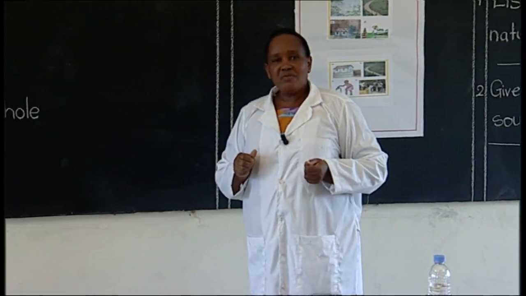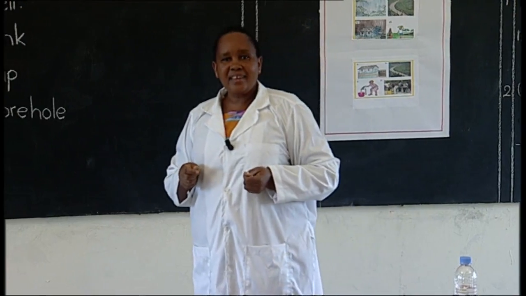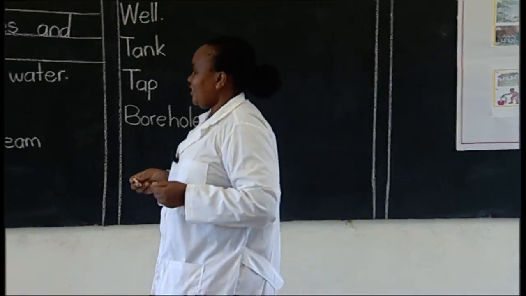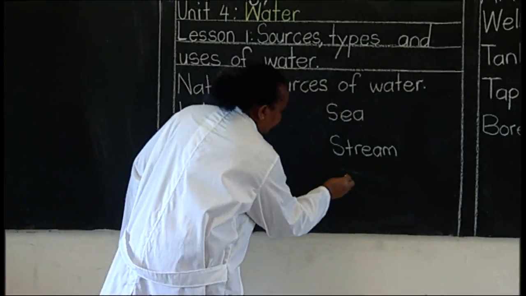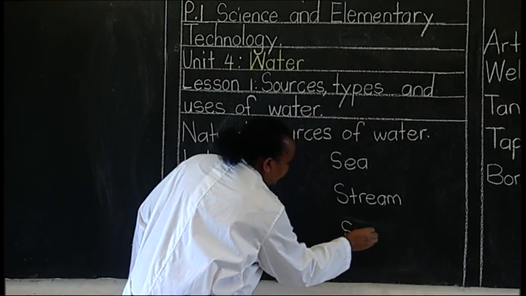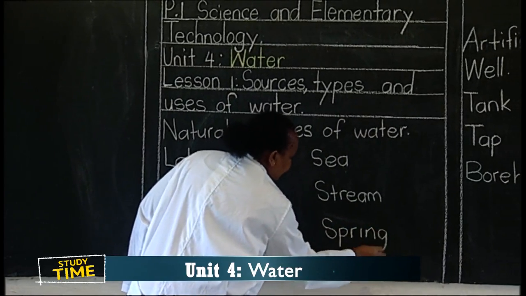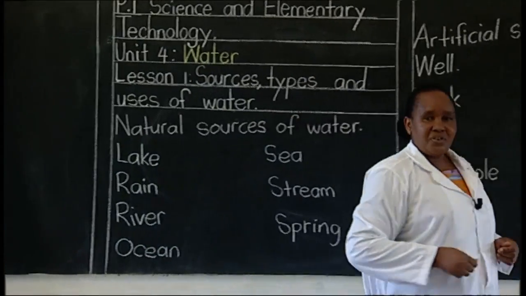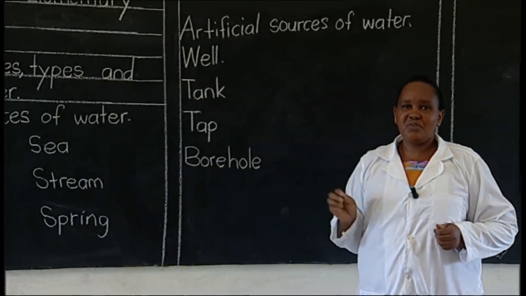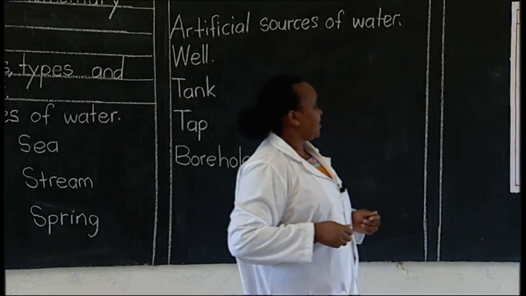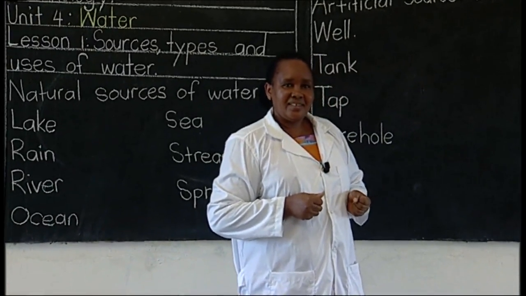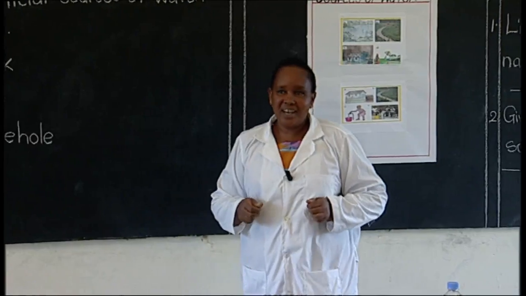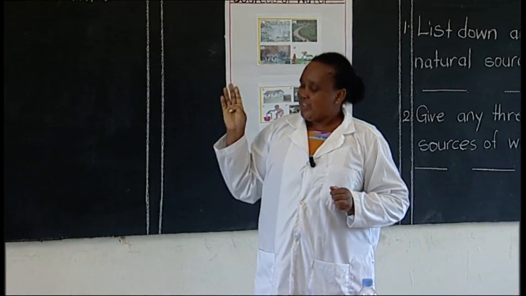We have another source of water, which is called a spring. It is natural. Everybody says spring. And this is how we write the word spring. Spring. It is also a natural source of water. So those are our natural sources of water. Even artificial sources of water, we have others, which we have not put here. If you know any artificial source of water which we have not written there, can you please tell us?